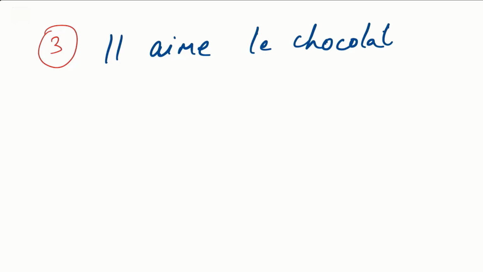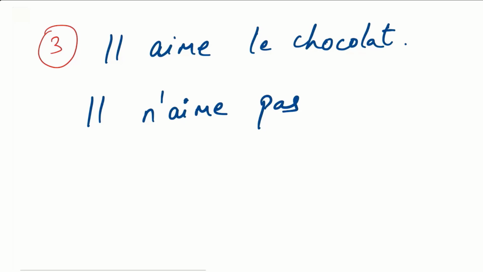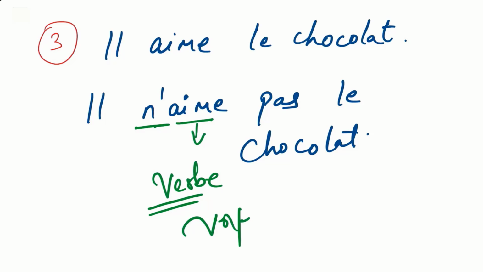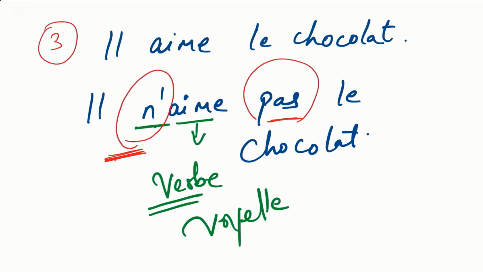Let's take one more example. The third example. Il aime le chocolat. He likes the chocolate. Now he doesn't like the chocolate. How are we going to write it? Il n'aime pas le chocolat. If you can see, I just dropped the E. Why? Because this is a verb and this is starting with a voyelle. D'accord? This is the reason I dropped the E and put an apostrophe, and pas is the same.